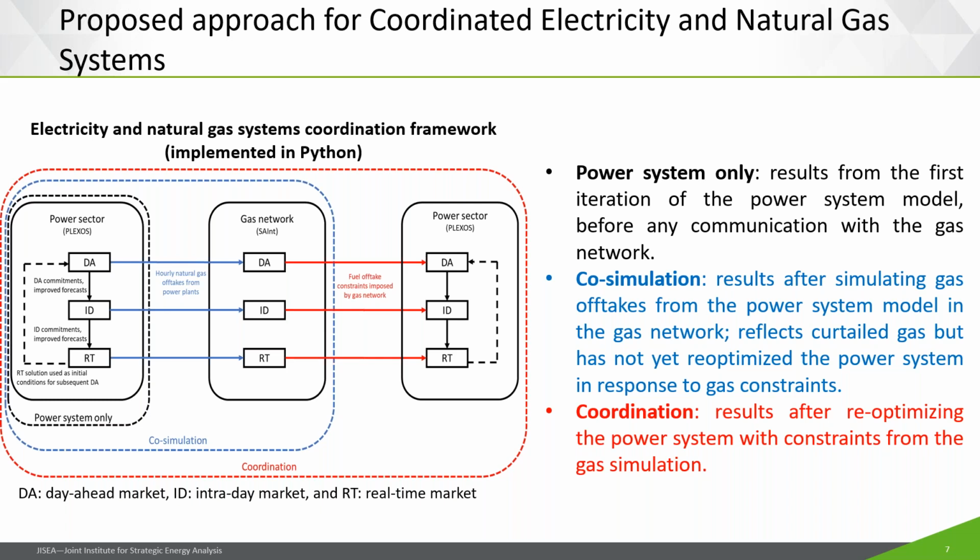Finally, we look at the coordination, which is where we take the information from the power system, we give it to the gas network, which says, okay, here are the restrictions, and then we feed that back into the power system so that the power system scheduling can take into account the fuel offtake constraints imposed by the gas network. So this is what it looks like if we have good coordination across those in accordance with the FERC order.